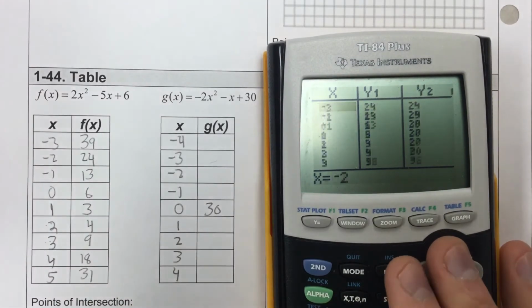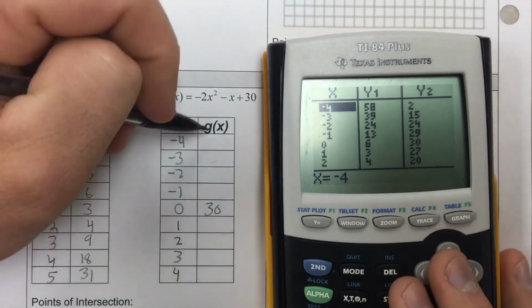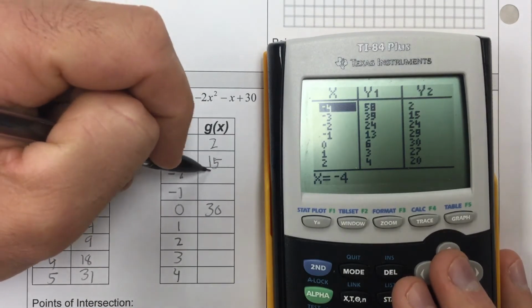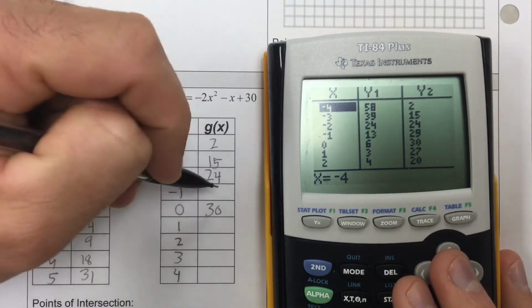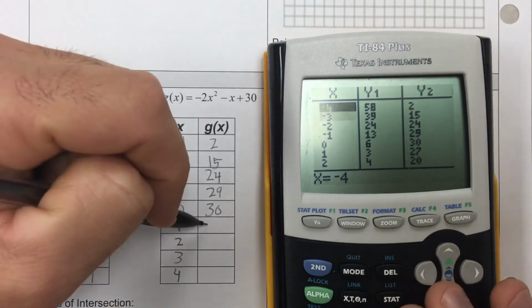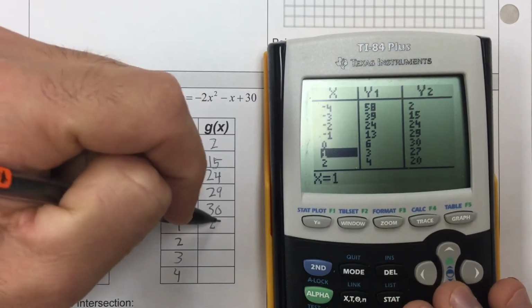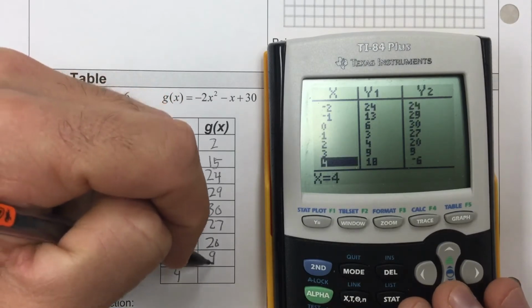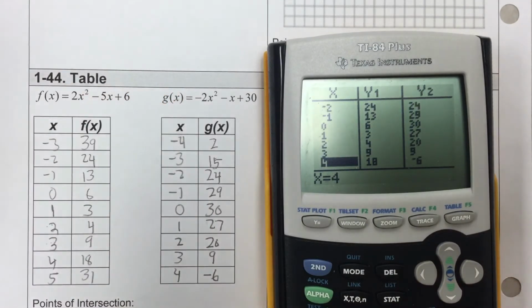So negative 4 is 2, negative 3 is 15, negative 2 is 24, and negative 1 is 29, and then we have 1 is 27, 2 is 20, 3 is 9, and 4 is negative 6.